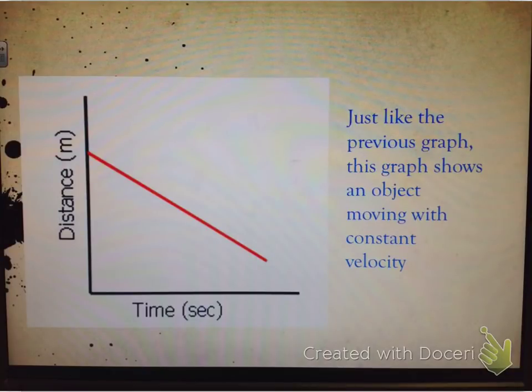This graph looks kind of opposite of the last one. We have a slanted line still, but it starts high on distance and then goes down as time progresses. So as time continues on, that object is going from, let's say, 3 meters down to 2 meters down to 1 meter. Okay, so this graph still shows an object that's moving at a constant velocity. It's just going to be at 0 meters in a certain amount of seconds.